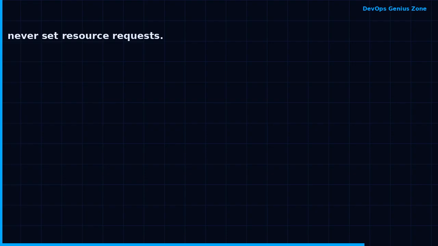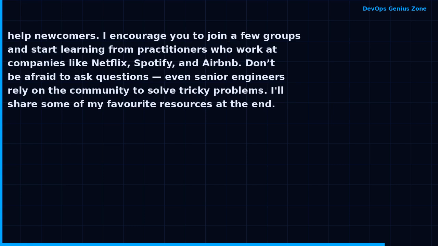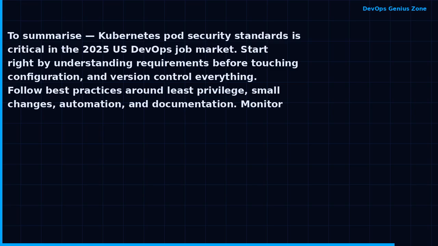The community around Kubernetes Pod Security Standards is one of the most active in tech. There are dedicated Slack workspaces, Discord servers, local meetups, and global conferences like KubeCon, re:Invent, and HashiConf. The DevOps community in the US is incredibly welcoming and always willing to help newcomers. I encourage you to join a few groups and start learning from practitioners who work at companies like Netflix, Spotify, and Airbnb. Don't be afraid to ask questions, even senior engineers rely on the community to solve tricky problems. I'll share some of my favorite resources at the end.